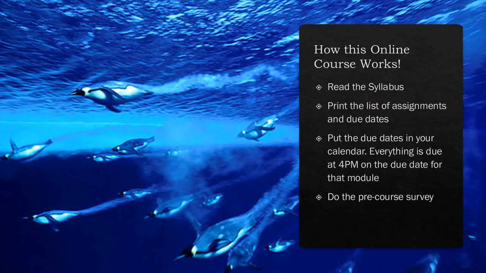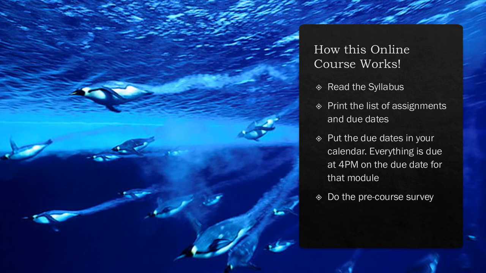Before you start working on the course material, take a little bit of time and go through this folder called How This Online Course Works. Read the syllabus like you would in a normal class. It has the grade scale on there. The grade system is a point system, so everything you do gets points. They're just added up at the end to determine what your grade is.